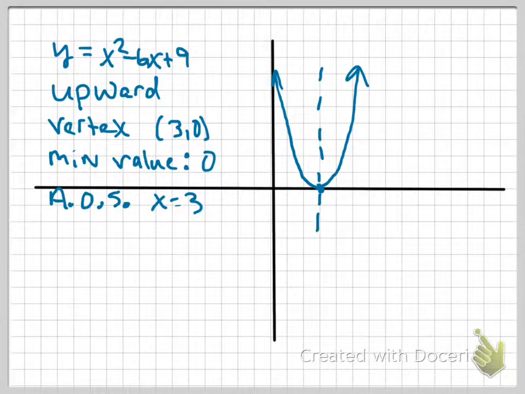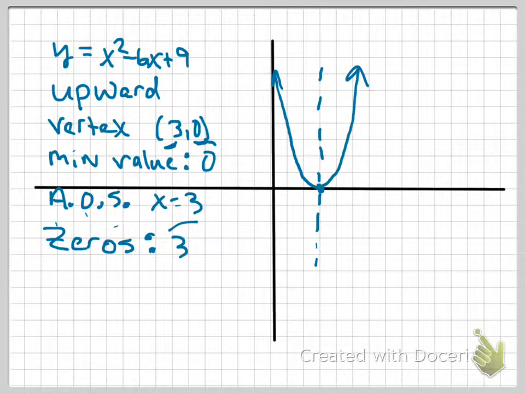So let's focus on that again. When you get the vertex, it'll give you your min or max value, which is always the y coordinate of your vertex. The axis of symmetry is the line that can divide the quadratic into 2 equal halves, and that's always the x value of your vertex. So keep that in mind. And then there is only 1 zero here because it's only touching the x-axis in one spot, and that zero is at 3. Notice for zeros we just put the number where they're crossing on the x-axis.